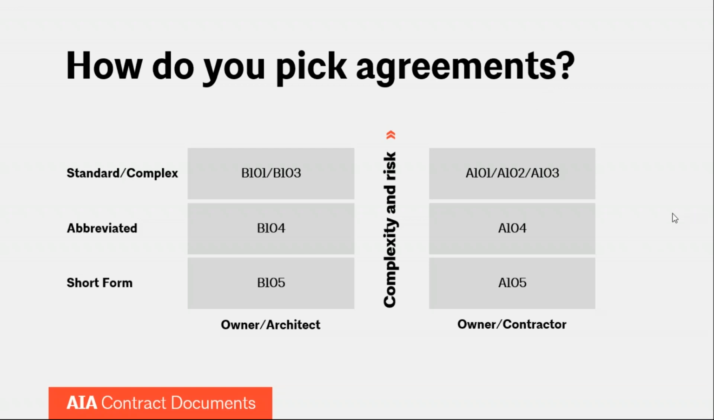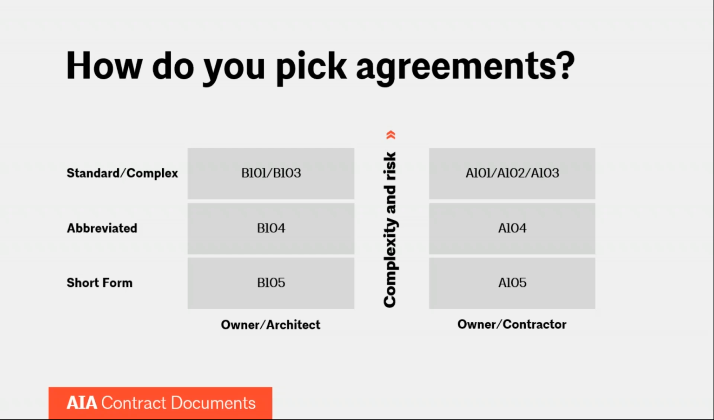After you select an owner-architect agreement, let's say on the left, you also have to select the remaining suite of agreements for the other parties associated with the project: the contractor, subcontractors, and your consultants, for example. And most importantly, how the general conditions of the contract will be incorporated. That's what this slide is really depicting.